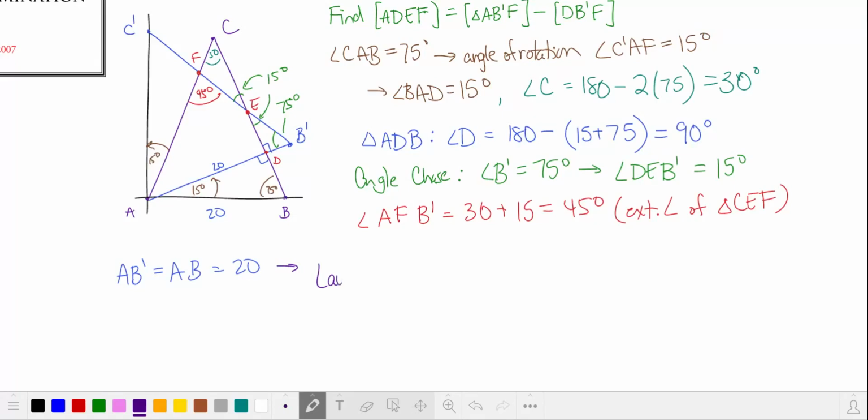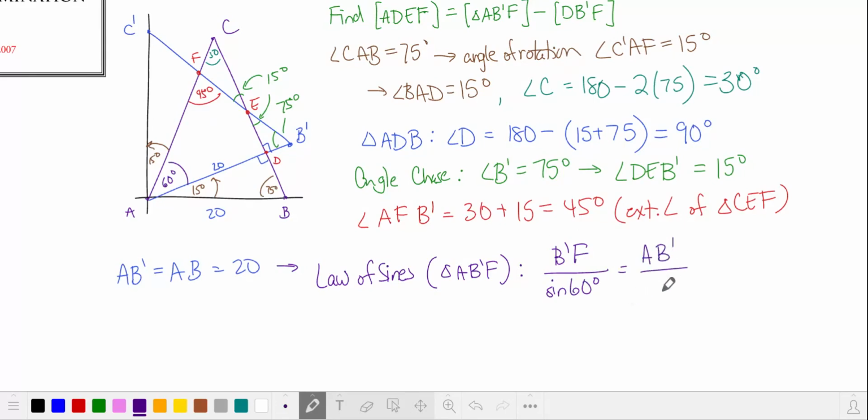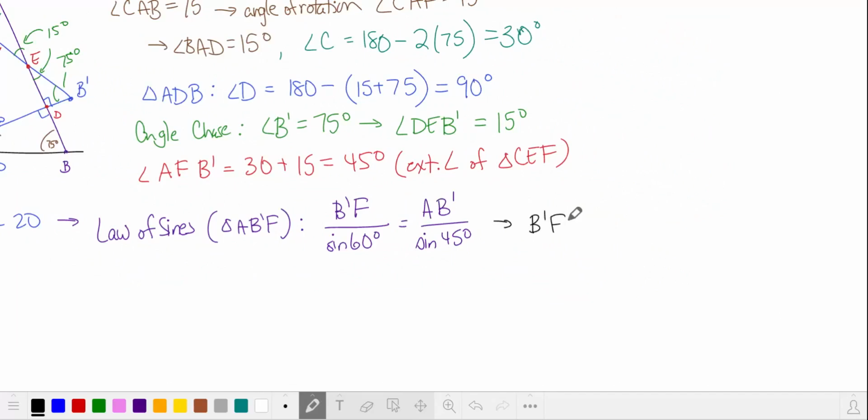And now we'll do the law of sines on triangle AB prime F to find the length of B prime F. This angle between the two 15 degrees is 60 degrees. So this ratio is B prime F over sine of 60 degrees, and that's the same as the ratio of AB prime over its opposite angle, sine of 45 degrees. So we'll solve for B prime F. Sine of 60 is root 3 over 2, and AB prime is 20, and sine of 45 is root 2 over 2. This simplifies to 10 root 6.